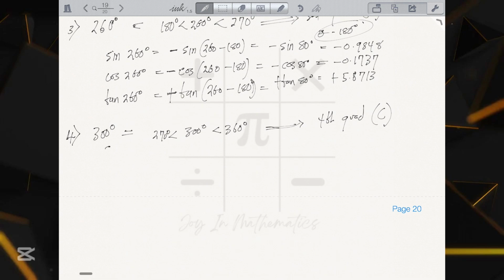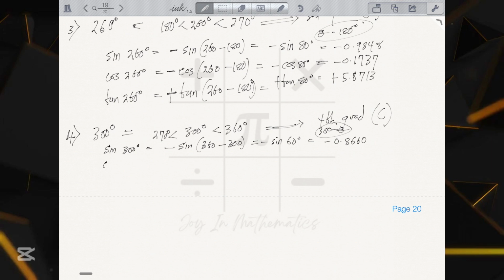So let's apply this formula to evaluate the ratios of 300 degrees, beginning with sine. Sine 300 degrees will be minus sine of 360 minus theta. Our theta in this case is 300, so this is minus sine 60 degrees. Sine in the fourth quadrant is negative, and minus sine 60 degrees will give us minus 0.8660.